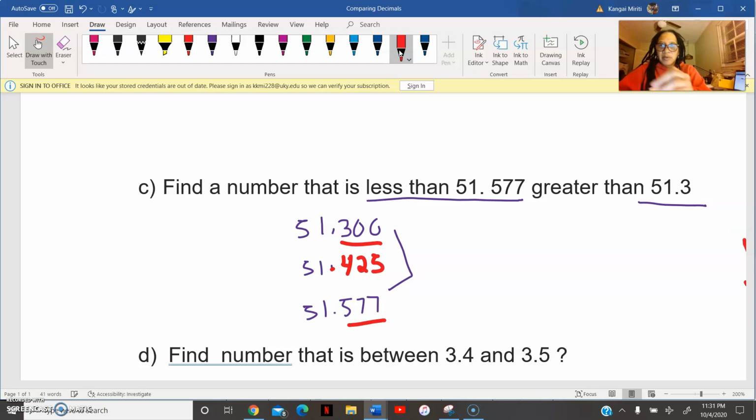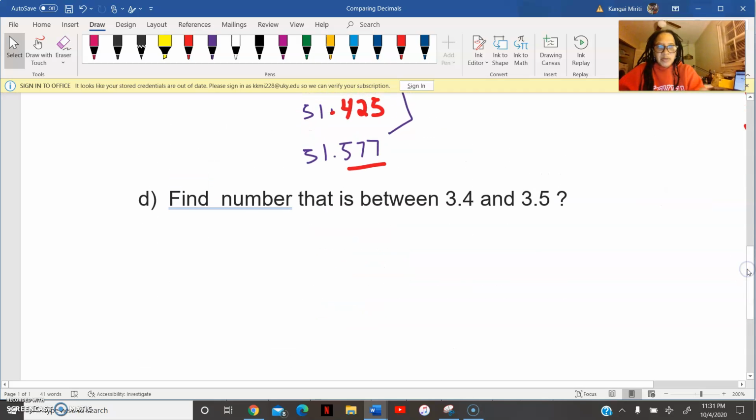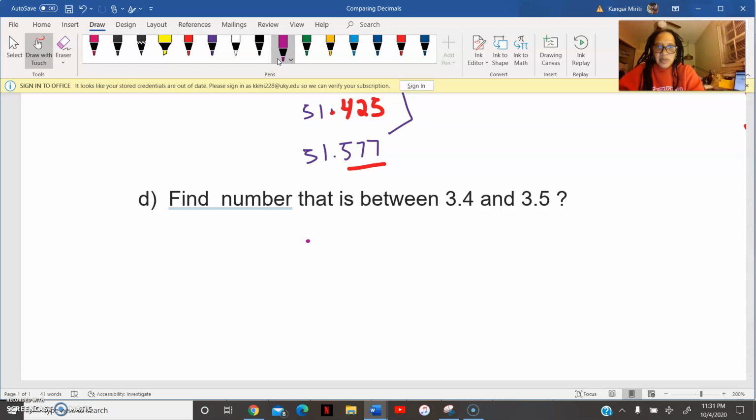And then let's do one more. Find a number that's between 3.4 and 3.5. Well, the strategy we just used is the exact kind of strategy we could use here. Think about 3.4, think about 3.5. Remember that 3.4 is like 3.40, and this is like 3.50. We could even add more zeros. There's a lot of numbers between 40 and 50, like 3.42, which would be a number between 3.4 and 3.5. So there's a quick review of comparing decimals.